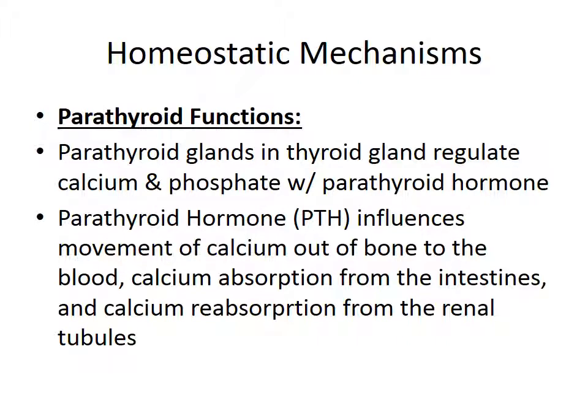Other homeostatic mechanisms include parathyroid functions from the parathyroid gland. The parathyroid glands and the thyroid gland regulate calcium and phosphate with parathyroid hormone. Parathyroid hormone, or PTH, influences movement of calcium out of the bone to the blood, calcium absorption from the intestines, and calcium reabsorption from the renal tubules in the kidneys.